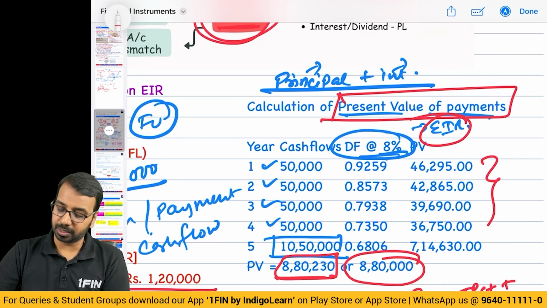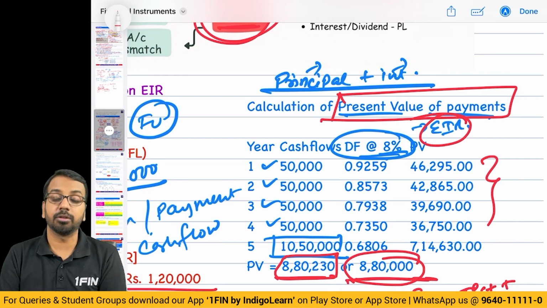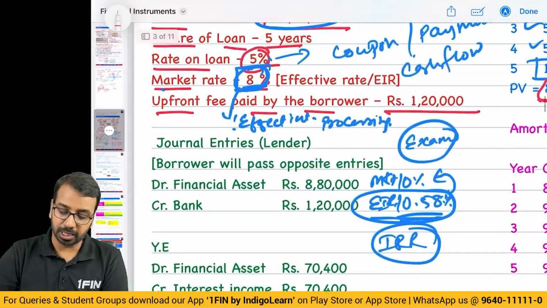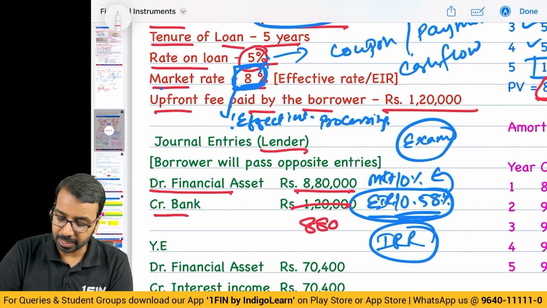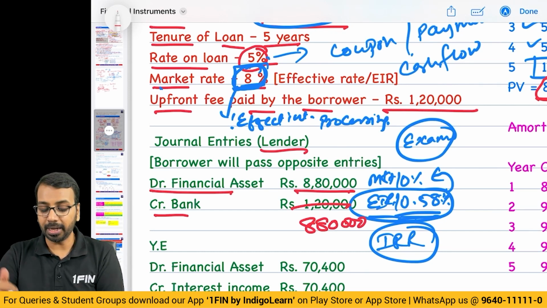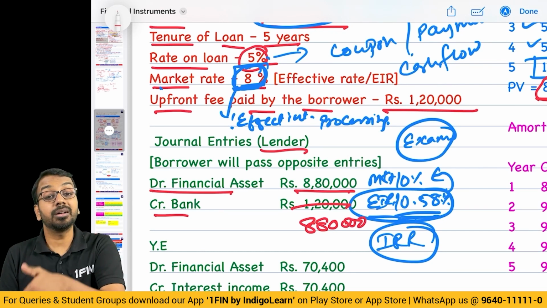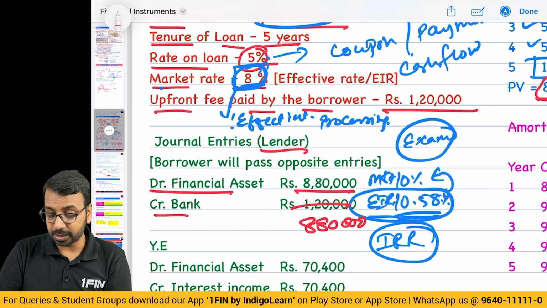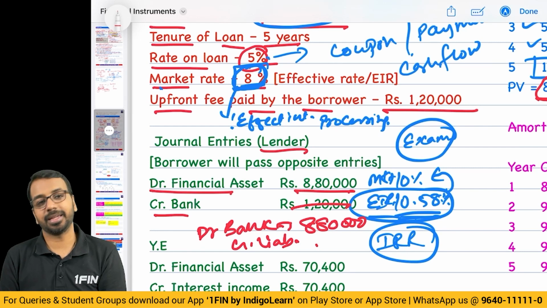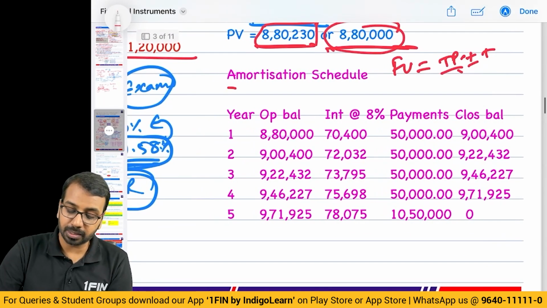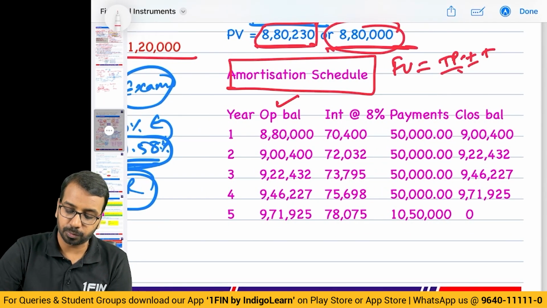At the effective interest rate, this is the value at which it will be initially recognized. So initially, for the lender, you will say debit financial asset 8,80,000, credit bank 8,80,000. Now what will the borrower do? The borrower would say debit bank 8,80,000, credit liability 8,80,000.